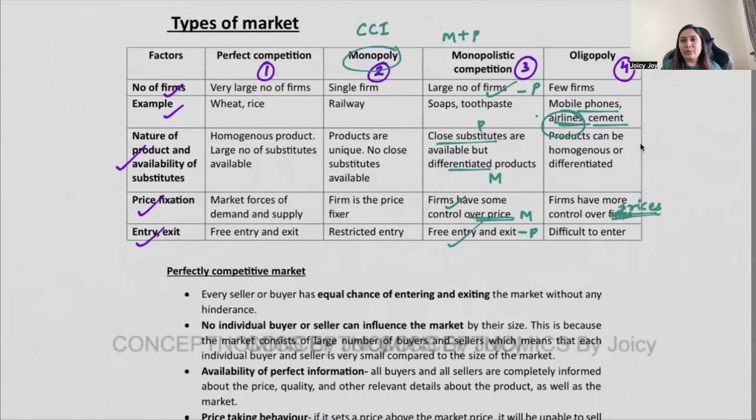Why do they have control over prices? That's because of their differentiated character. And it's difficult to enter. To enter into the airline business, is it as easy as starting a curry powder business? No. So that is oligopoly. So these are the 4 important types of market.